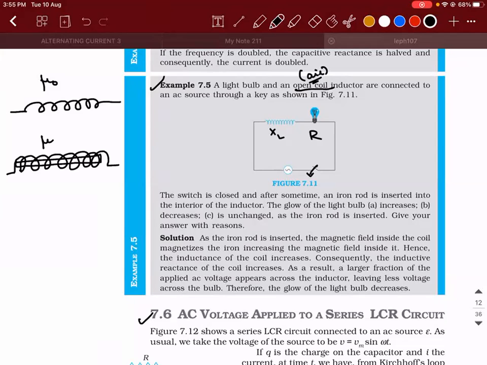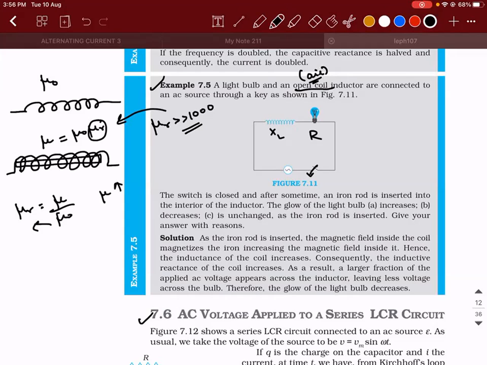The permeability becomes mu, and mu will be equal to mu naught into mu r, because we know this formula, mu r is equal to mu divided by mu naught. This goes to the other side, right? Since, if you recollect from the previous chapter, iron rod has a permeability greater than 1000, as a result of which I can say mu will increase a lot.